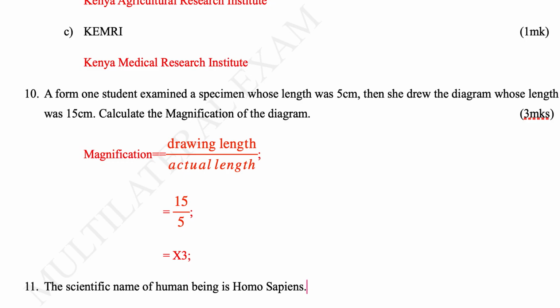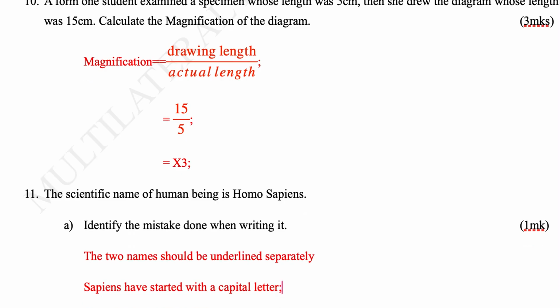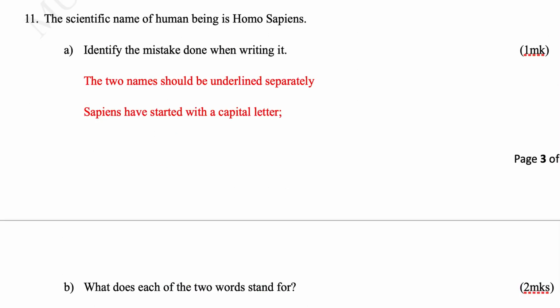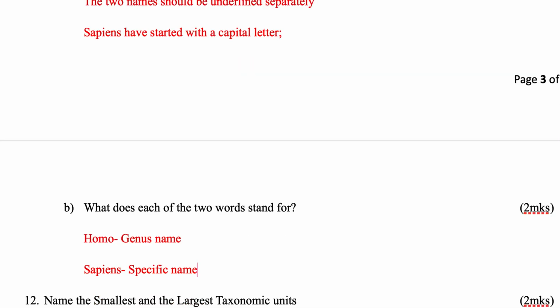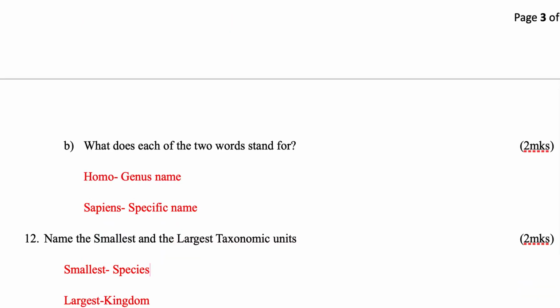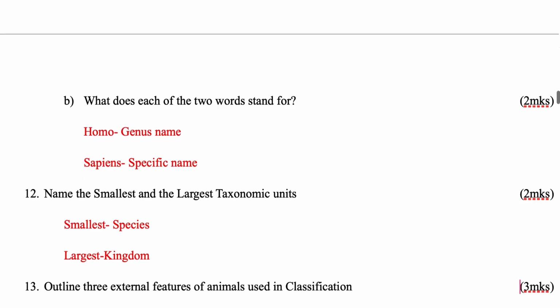The scientific name of human beings is Homo sapiens. Identify the mistake done when writing it. The two names should be underlined separately. Sapiens should have started with a small letter. What does each of the two words stand for? Homo is a genus name. Sapiens is a specific name. Name the smallest and the largest taxonomic units. Smallest is species, largest is kingdom.